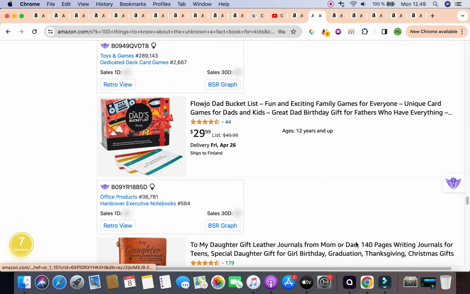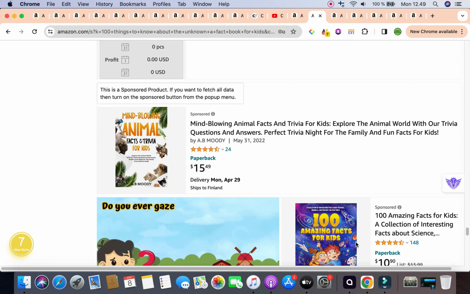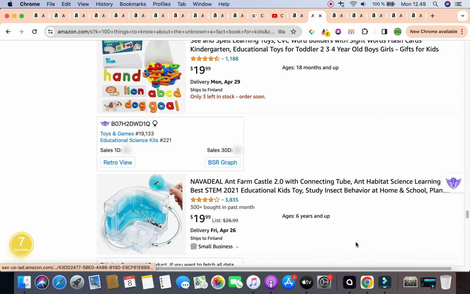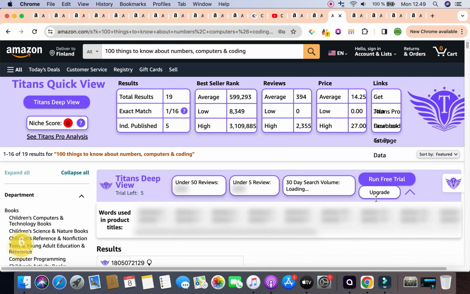We've got the other book that I also saw with a really good BSR, but we need to make sure that it's not sponsored. So that was the second keyword for the day. Let's head over to the last keyword, which is 100 things to know about numbers, computers, and coding.